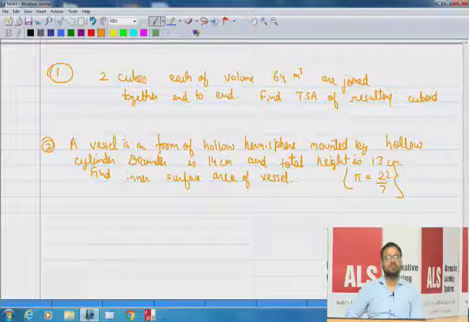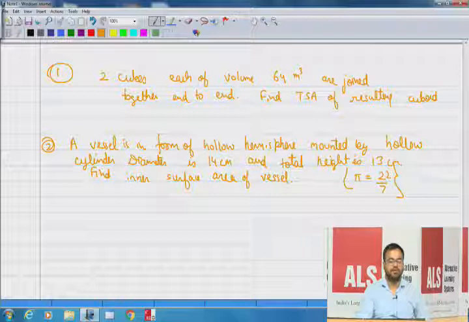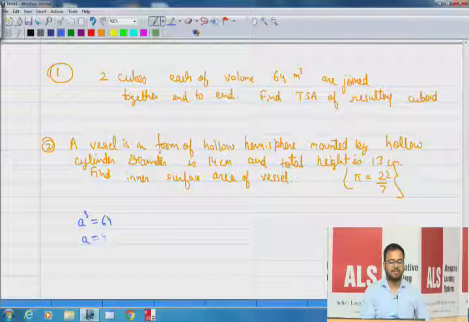2 cubes each of volume 64. If there are two cubes and their volume is 64, you know that the volume of the cube is given by side cube, and a cube is equal to 64, so a is equal to 4. So side of each cube is 4.